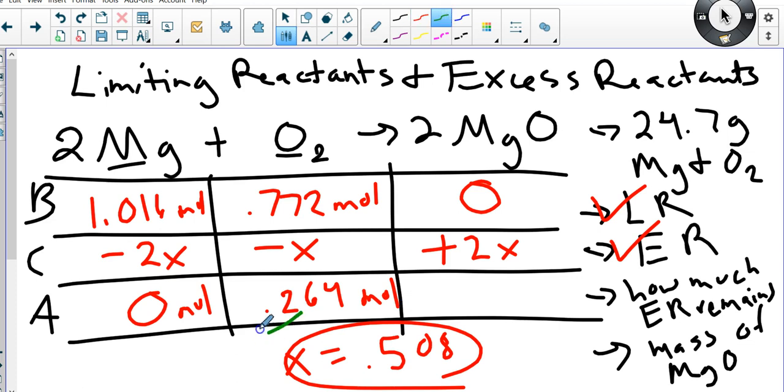So we're going to have to convert that to grams. I'm going to make myself a note: go to grams, I'm not done. I'm going to do that in a second. And so the amount of magnesium oxide that can be produced, this x is the same as here. So 0.508 times 2 is 1.016, I think. Cool. And so now I need to take this to grams as well.